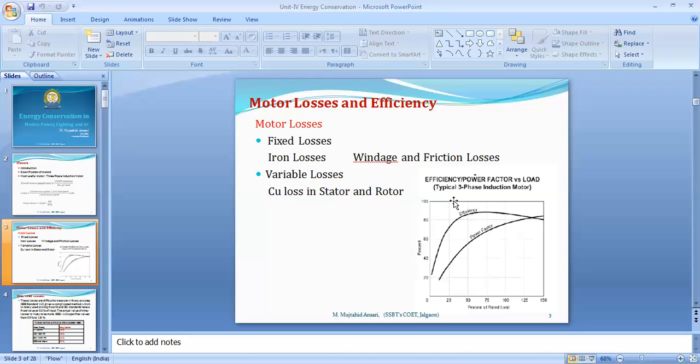So the meaning is the same. We should not use the motor at light load or small load condition, and similarly not under overload condition, or near 101%. So this is the same, sir.